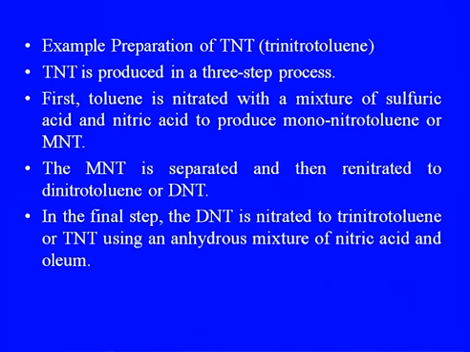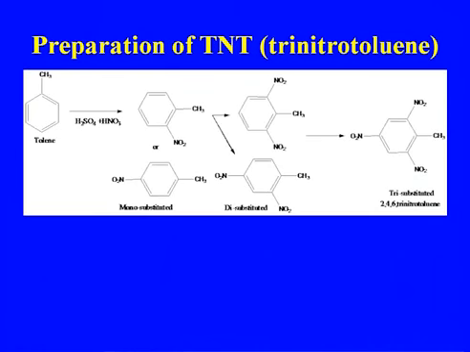Example of preparation of TNT. TNT is produced in three steps. In the first step MNT is made, and there we are using mixed acid as a catalyst. From MNT we then get DNT, and from further nitration we get the TNT. This is the reaction that is taking place in making nitrotoluene from toluene.